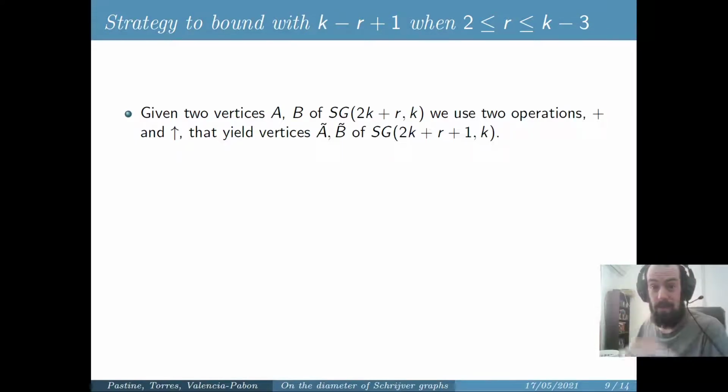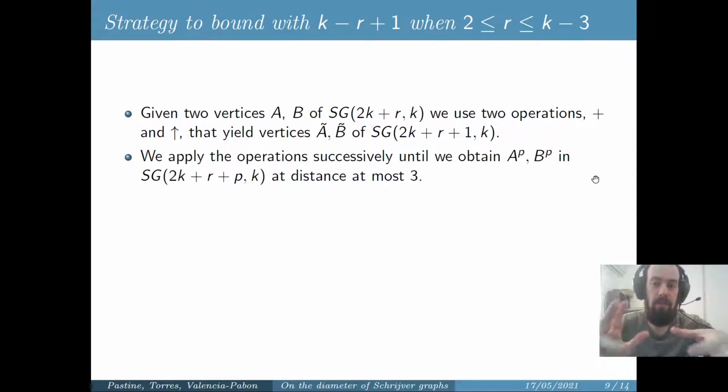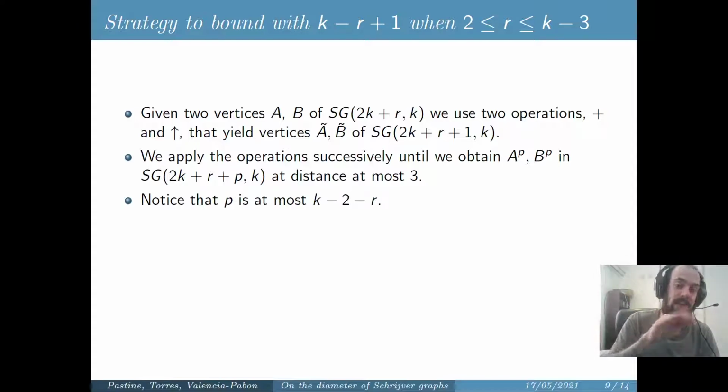So the strategy to bound the distance when r is between 2 and k minus 3, given two vertices A and B, is that we are going to add extra white elements in that array. So we start raising these vertices to Schrijver graphs on a bigger base set without increasing k. We are going to use two types of operations, and we are going to use them successively until we find A prime and B prime that are at distance at most 3 in SG(2k+r+p, k). Because of that last corollary that I showed you, that the diameter when r is k minus 2 is at most 3, we know that p is at most k minus 2 minus r.